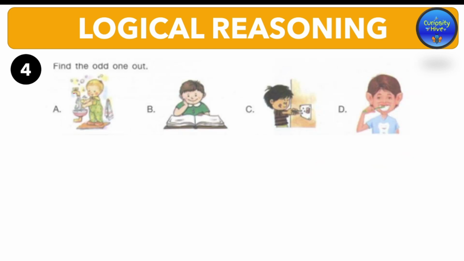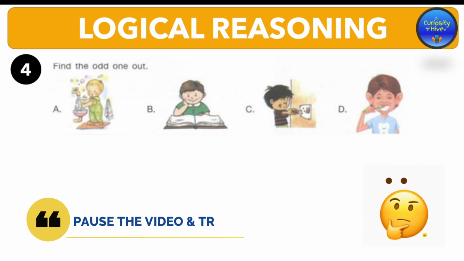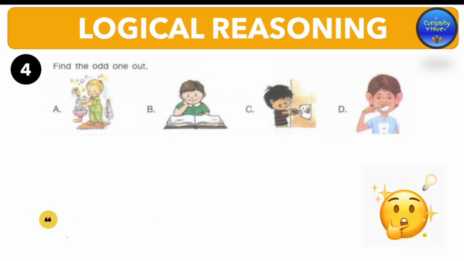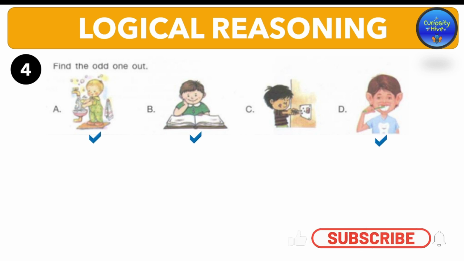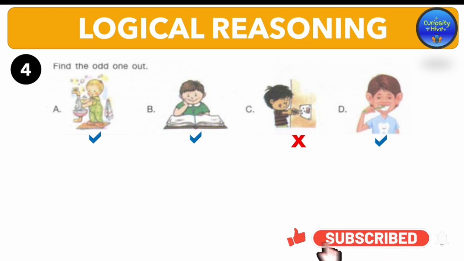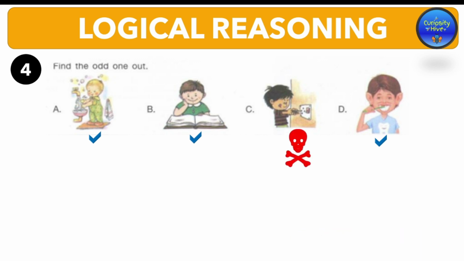Next question. Find the odd one out. Well, A, B and D are good habits that we should do. But C is not the right thing to do, putting your hand or pen into the plug point. In fact, it is also dangerous. So the odd one out is option C. So never do this.